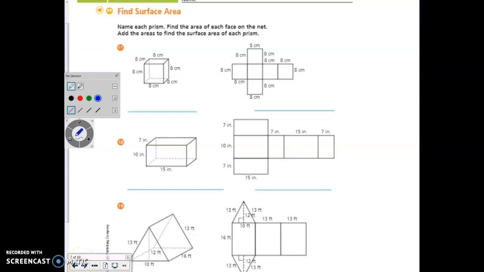All right, welcome back, fifth graders. We are here today to start day 2 of finding the surface area of a three-dimensional figure. And hopefully this page looks familiar to you since it's the same page we worked off of yesterday.